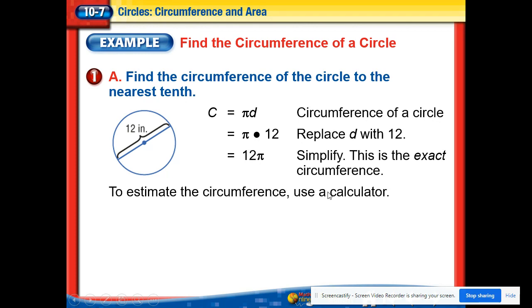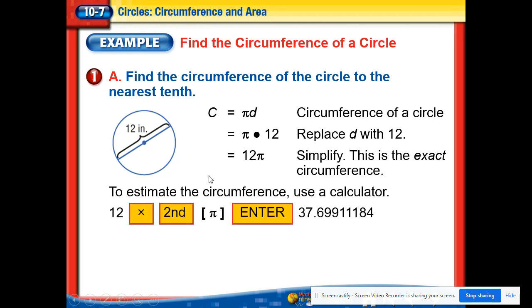And then we can use our calculator to go ahead and get the decimal approximation. 12 times pi, and you hit enter, and we have this one, and it says round to the nearest tenth. So the tenth is here, the 6, so we look at the next number, which is a 9, so we, of course, are going to round up. So 37.7 inches.